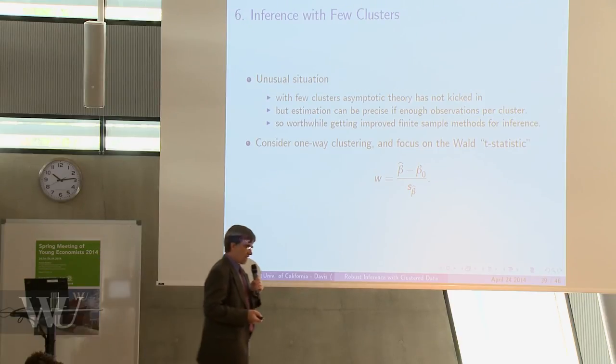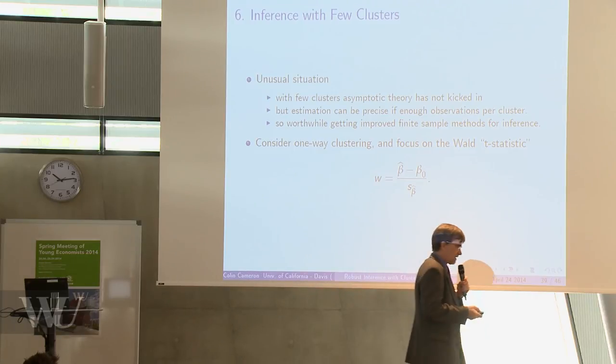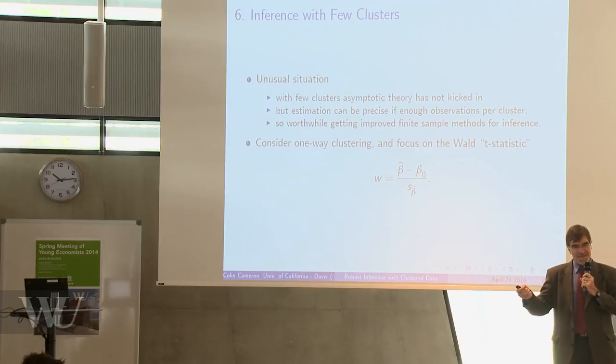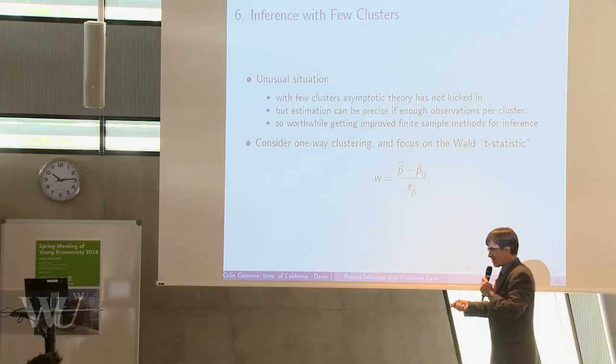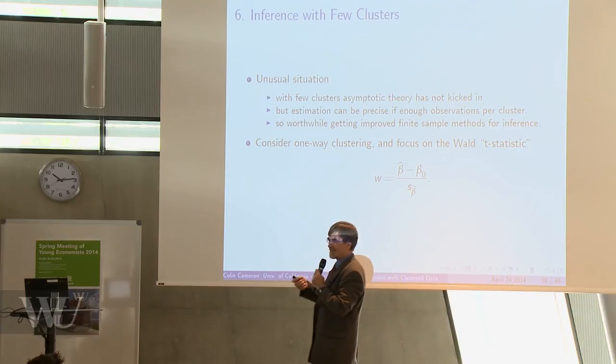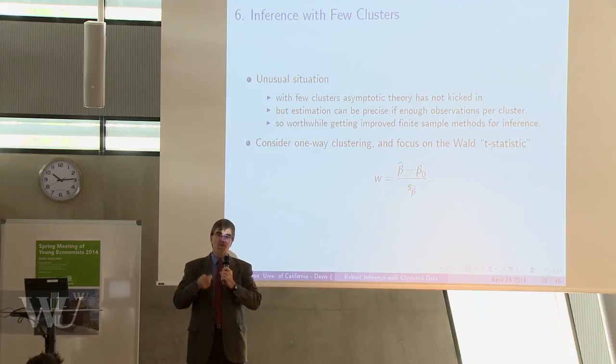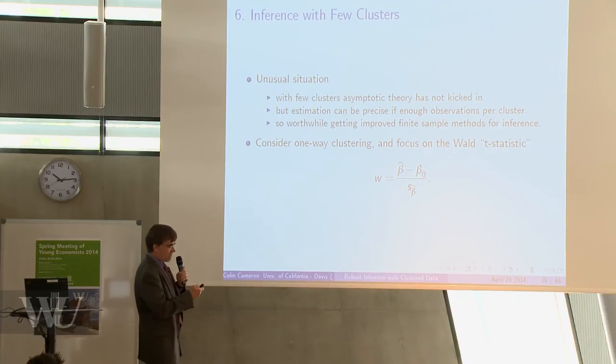Okay, so the final point I wanted to make was that in the US there's 50 states. We need the number of clusters to go to infinity. Other countries only have 10 states, 8 states. What should we do? Well, there you do need to do a finite sample correction.